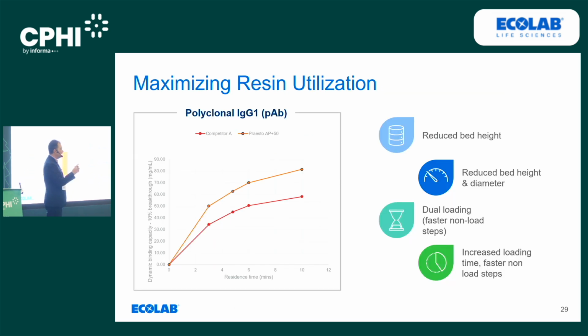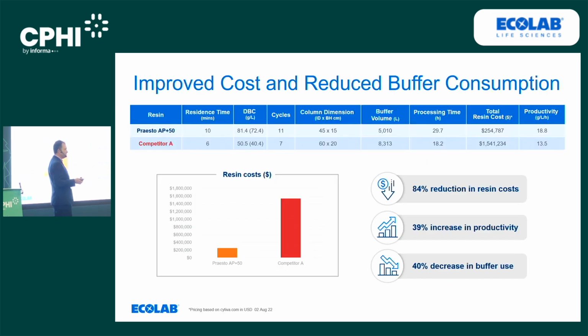Let's change the column dimensions completely. Now we're using 45 centimeters column diameter, but increasing a little bit the bed height to 15 centimeters. That means that we are even further reducing the column volume and still able to process the 2,000 liters that we have from the very beginning. In this scenario, we are increasing the residence time so we can achieve about 80 grams per liter in this process. Even when we're increasing the residence time, there's no major impact here in the total processing time, okay?